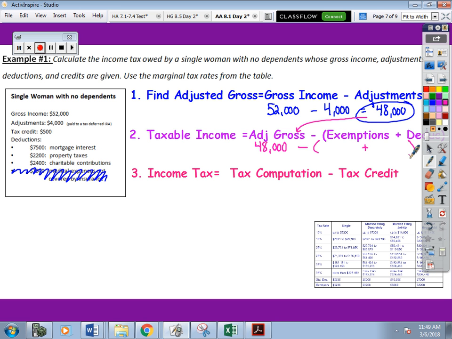Now, to find out the exemptions and the deductions, you have to do a little bit of work sometimes. So sometimes I'll create a little chart over here. Is that a plus sign or is it? That is a plus sign. There you go. Yep. Plus. All right, so the exemptions, where do we find those? Bottom of the chart. Okay. One person, one exemption, 3,200.